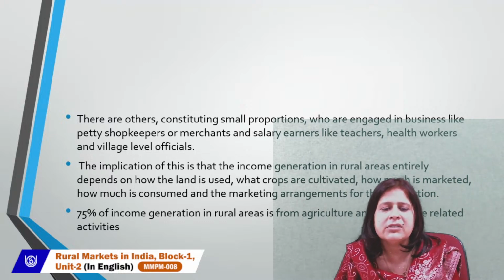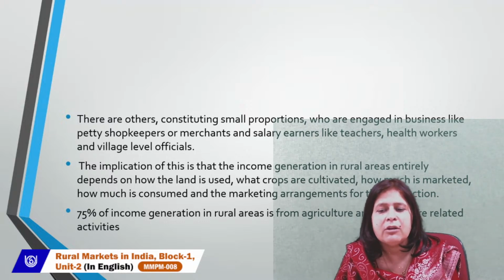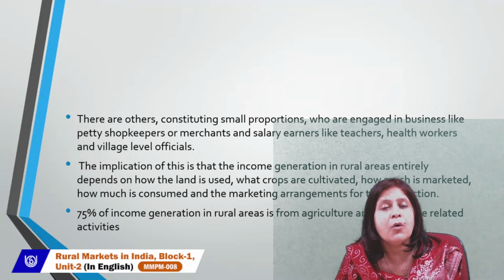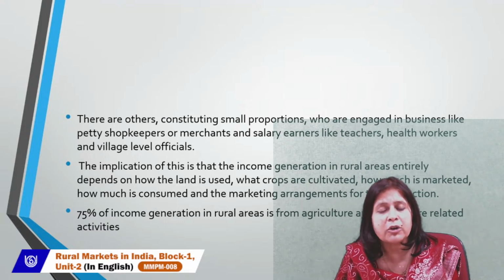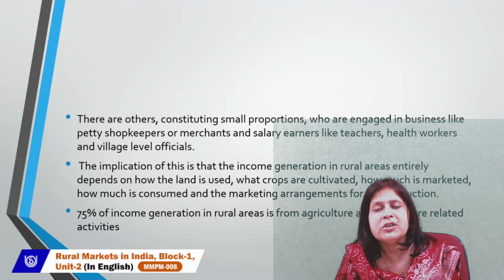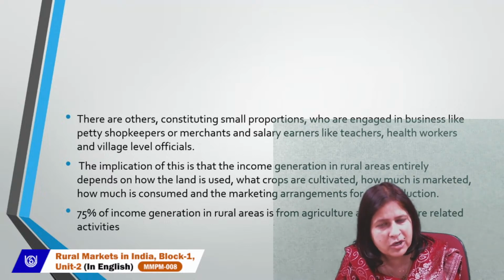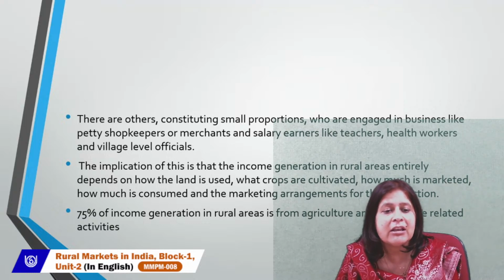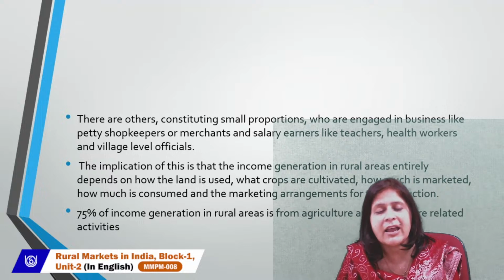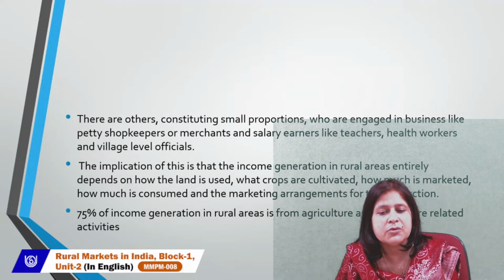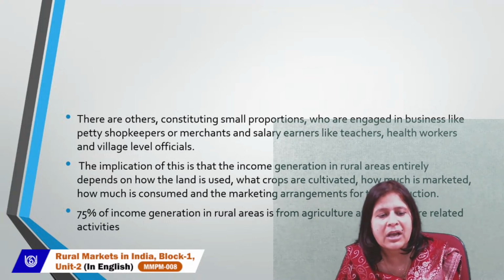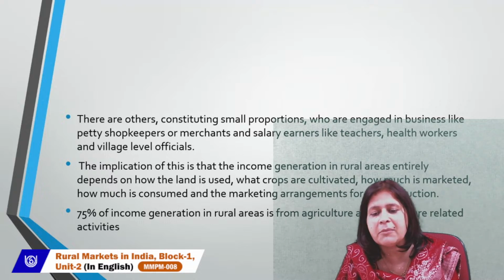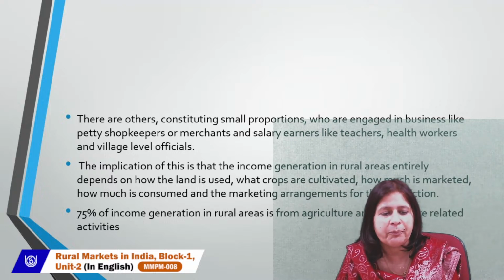The implication of this is that the income generation in rural areas entirely depends on how land is used, what crops are cultivated, how much is marketed and how much is consumed, and the marketing arrangements for the production, right? So that is the income. Actually the income depends entirely on the land, right? How land is used, what type of crops are cultivated, how much of the crop is marketed, how much is consumed, and the marketing arrangement for the production.